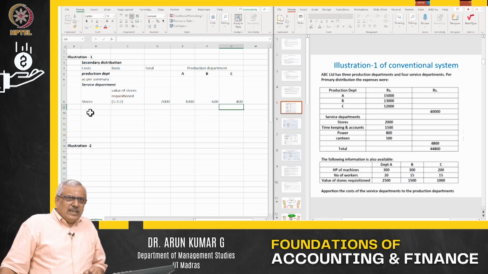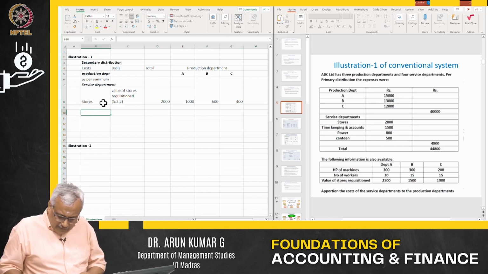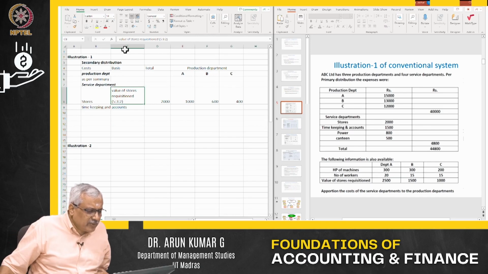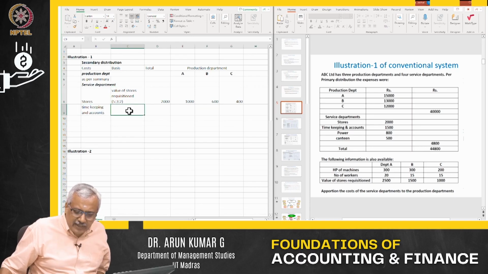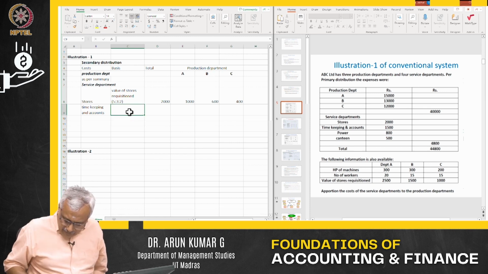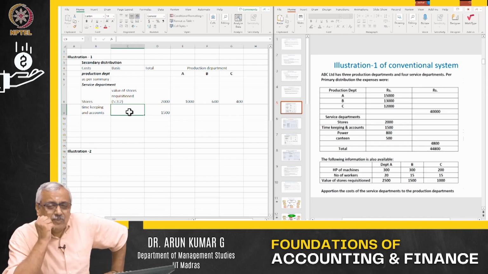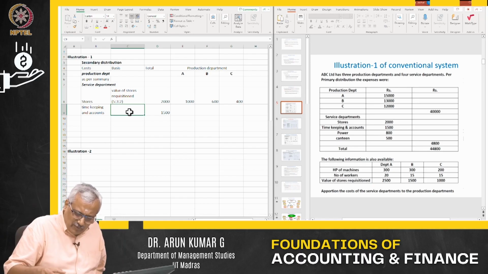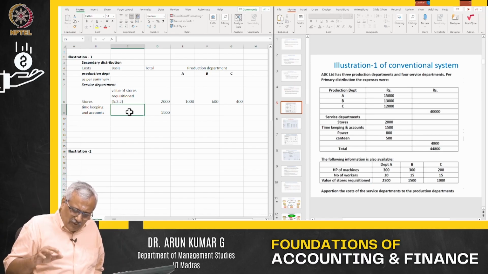Next, I move to the allocation. Let us say the next service department, in this particular case, is timekeeping and accounts. I am just going to wrap the text out here. Timekeeping and accounts is $1500 in total, and this is just allocated. Timekeeping is based obviously on the number of employees, so I allocate it on the basis of the number of employees. You see the number of workers, 20:15:15, so 4:3:3.